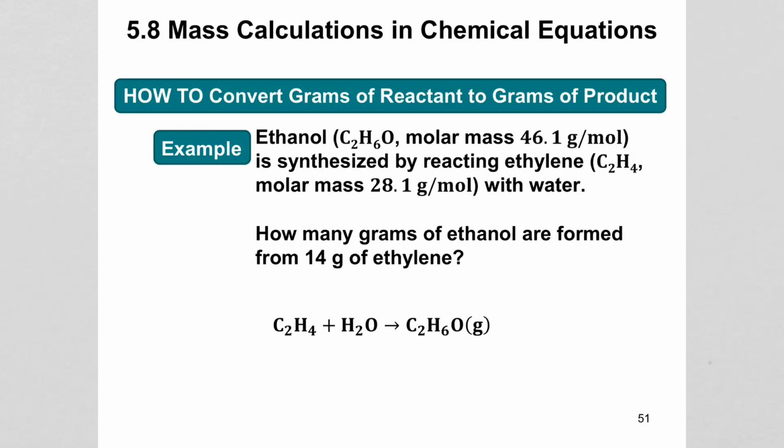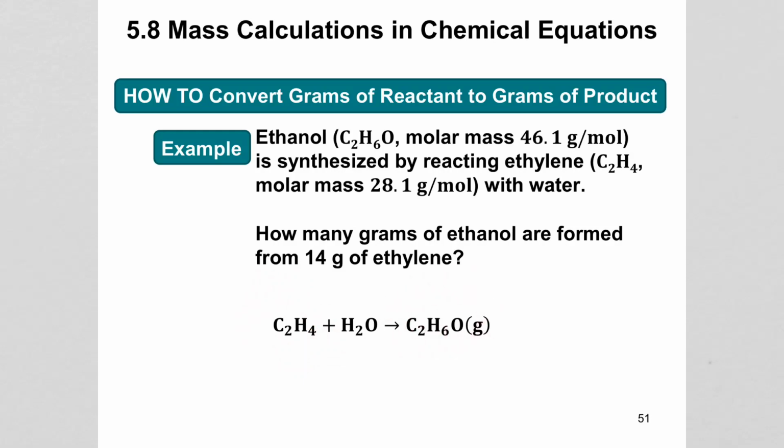Now here, we actually have something that takes us one step further. We start off with a reaction. We have ethanol formed from ethylene and water. We have the chemical reaction right here. And we have amounts of ethylene. We want to figure out the amount of ethanol, both in grams.